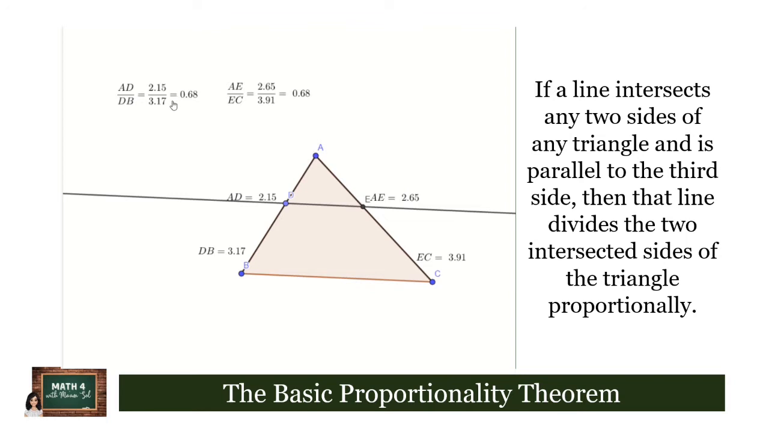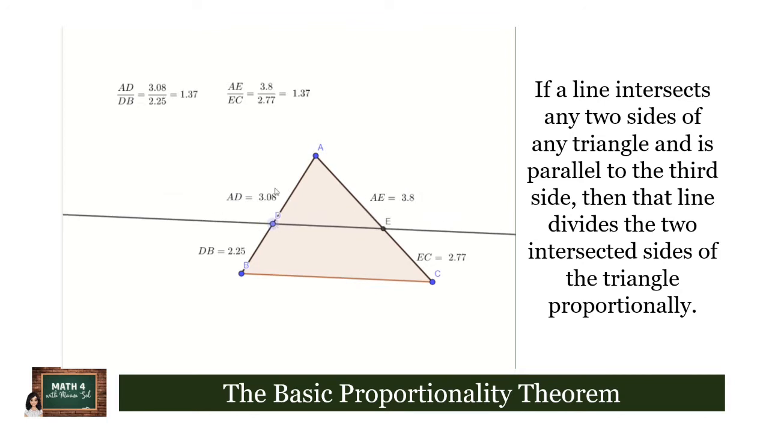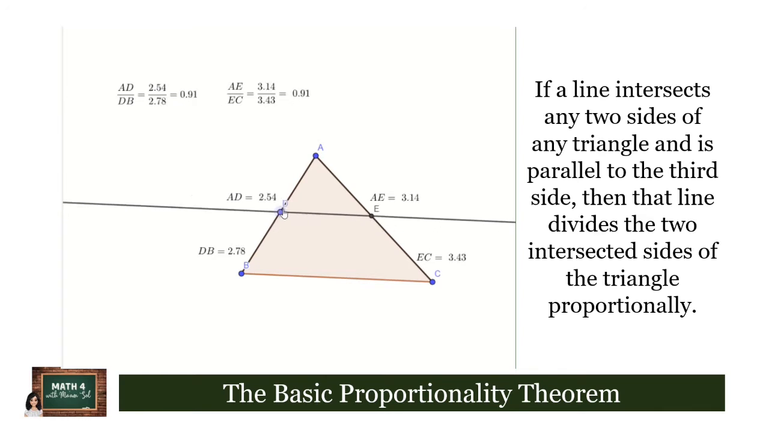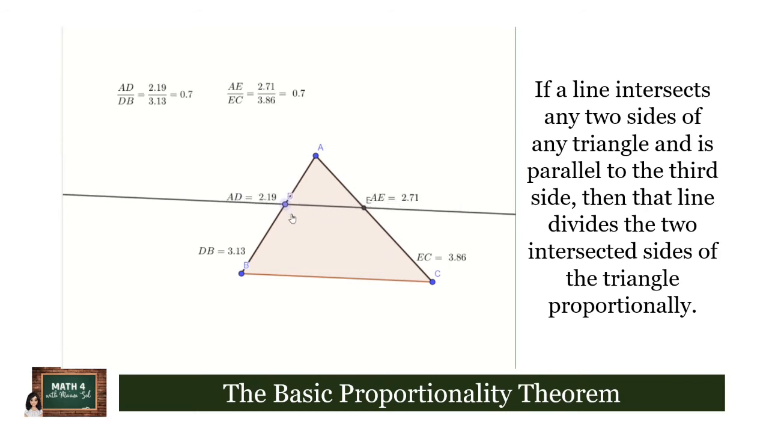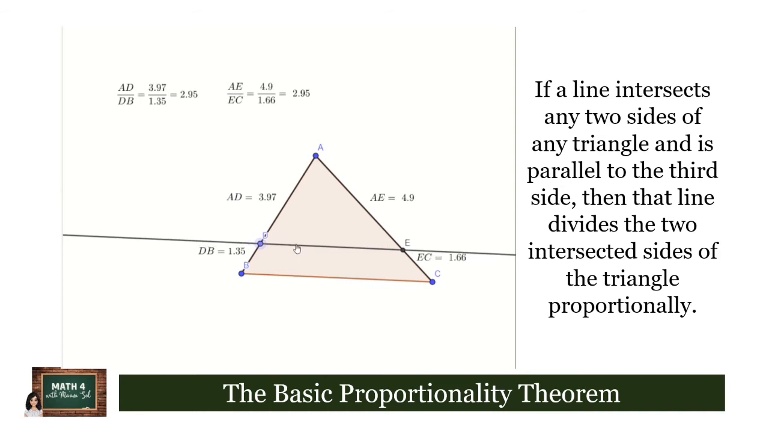So at first we think that 0.68 is of course equal to 0.68, and we can say that the ratios are the same. But to further prove our theorem, let us try to move the parallel line. So here we've moved it, and you have here AD is 3.08 and DB is 2.25, AE is 3.8, and EC is 2.77. But as you see, the ratios remain equal, which is 1.37. And even if we move it continuously, you would find that actually, as reflected in the measures and in the calculated ratios, they are equal.